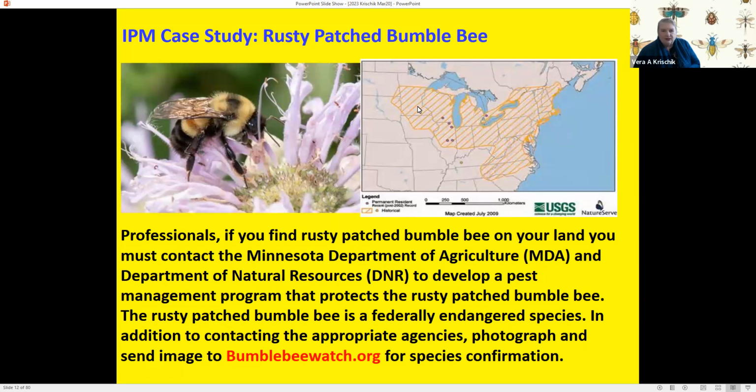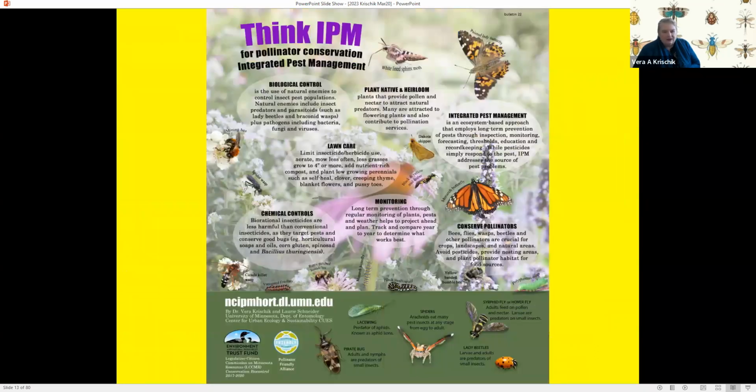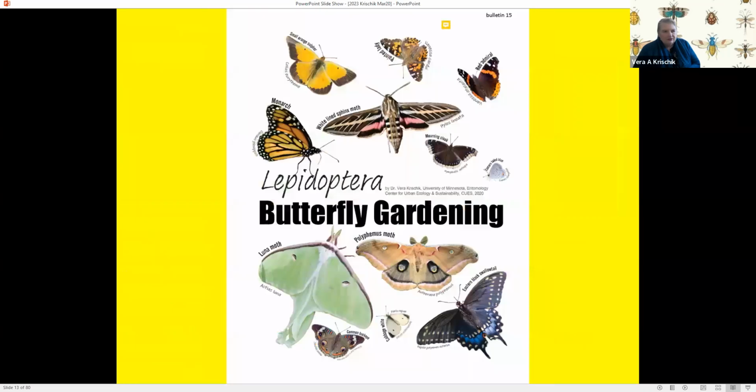We do find them in Minnesota, find them at the St. Paul campus. They're in Edina. And so if you do find it, you have to be very sure you don't apply pesticide. And you're not supposed to apply any pesticides to a habitat that endangered species lives in. We have posters you can download for free.